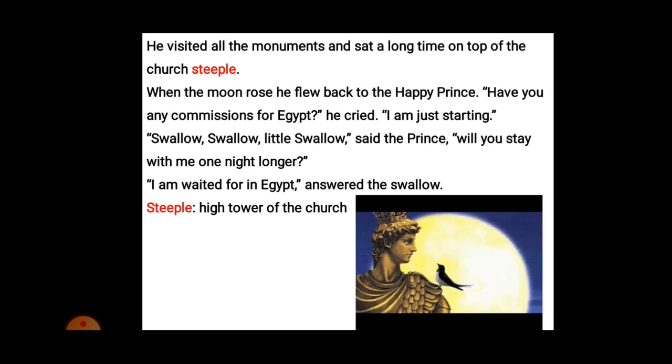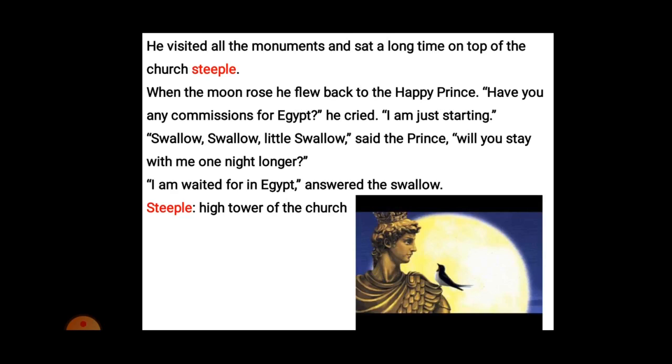At first the swallow denied because he wanted to go to Egypt to meet his friends who had already flown to Egypt a few weeks ago. But then when he saw the pain, the grief, the sorrow of the happy prince, he agreed, and he went to help those poor people as the happy prince commanded. After helping them at night, he felt very happy, and then he fell asleep. In the next morning, he was very happy that now he can go to Egypt and have fun with his friends.